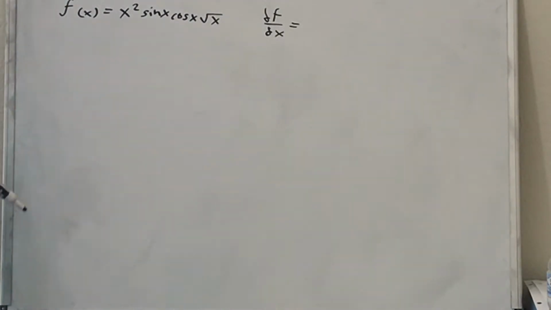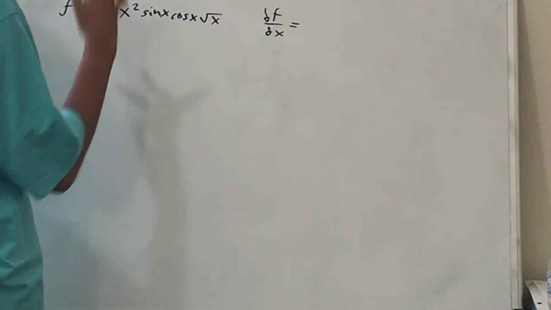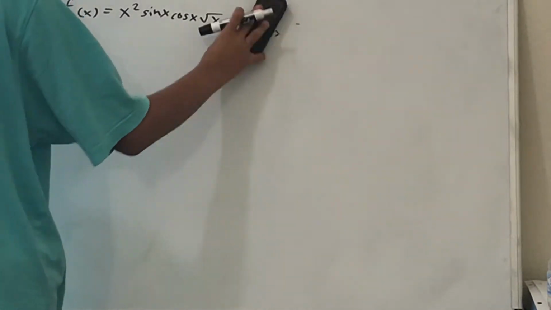Thing is, we don't want to use the chain rule. We don't want to use the product rule because it's a lot of work to go ahead and apply the same formula over and over again. Here's what we can do.